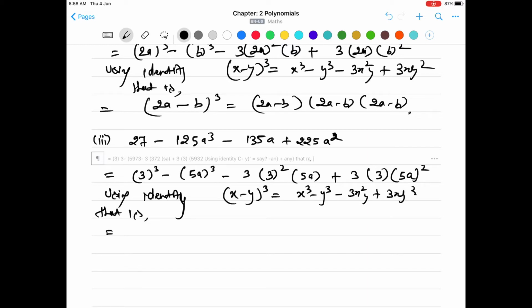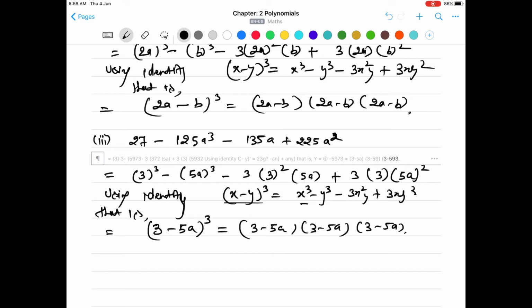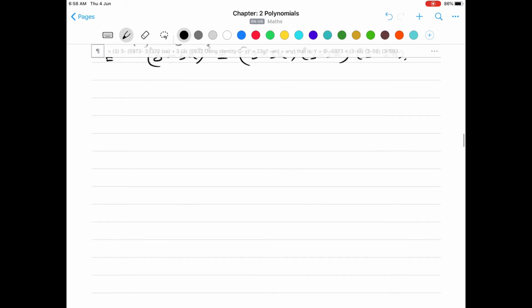So we can write this with x as 3 and y as 5a, in the form of this identity, that is 3 minus 5a whole cube. This can be written as 3 minus 5a into 3 minus 5a into 3 minus 5a. So that's the solution of this part.